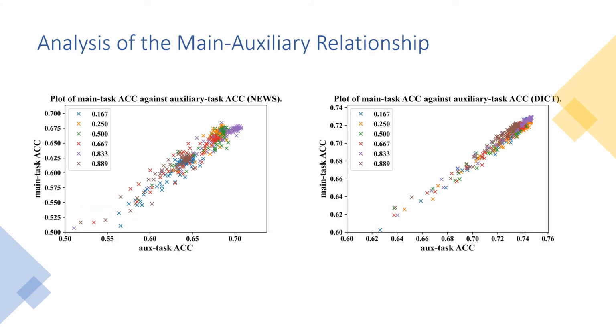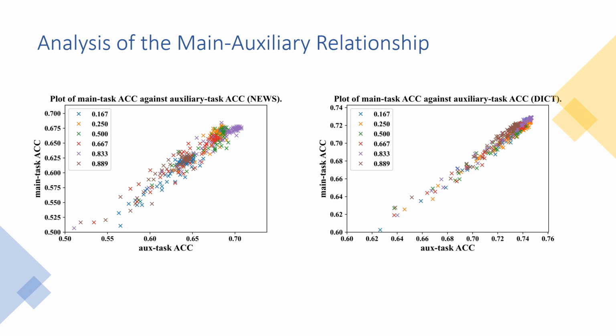To select the best multitask model, we tune the lambda value in the loss function on the development set of DICT and news datasets, respectively. The following plots demonstrate the relationship between the main task and the auxiliary task. The y-axis represents the main task accuracy, and the x-axis represents the auxiliary task accuracy.